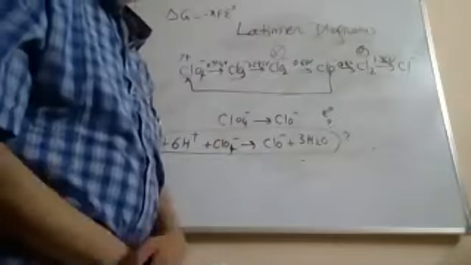It would be 5 plus. Very good. How about ClO2 minus? 3 plus. Great. And ClO minus? It would just be plus 1. Great. Okay, so here is how I do this.